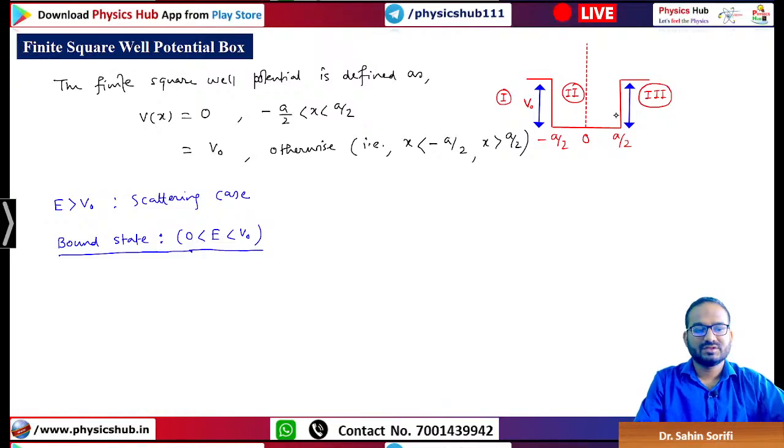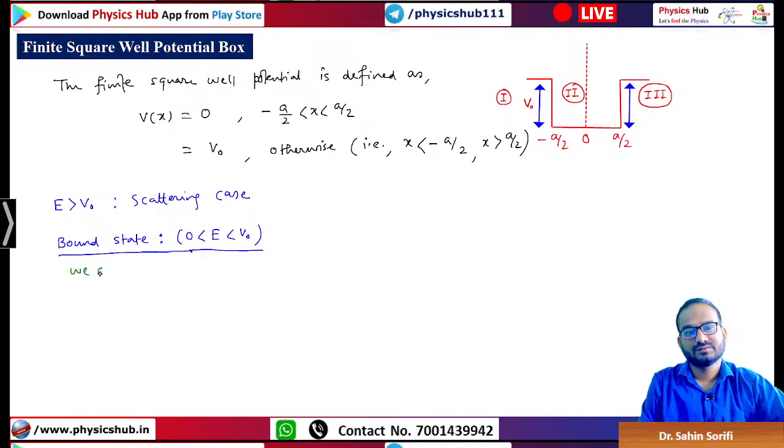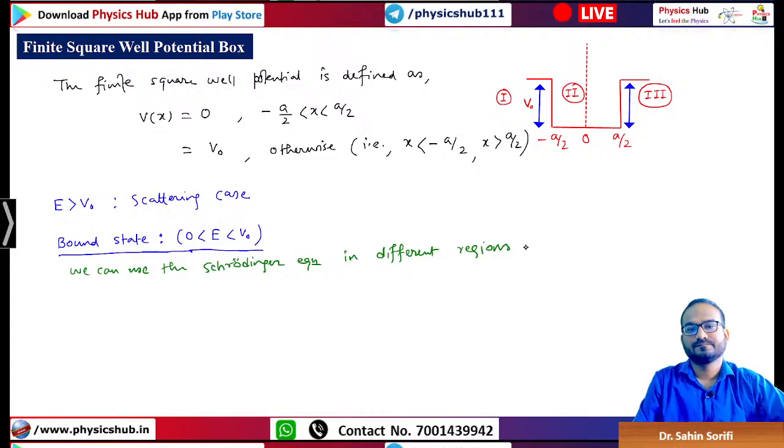So you see, for the bound state, if you find the solution, we can use the Schrodinger equation in different regions. Minus h cut squared by 2m d squared psi by dx squared plus V of x psi is equal to E psi.